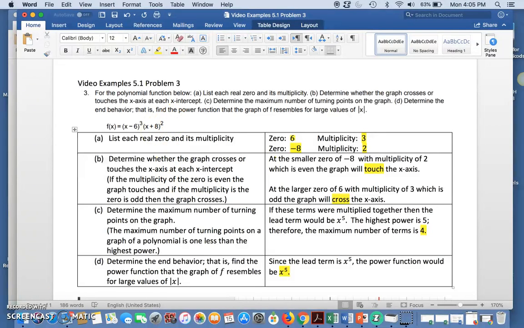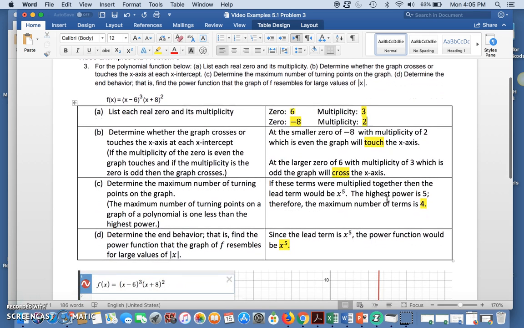Now it says determine whether it crosses or touches at each x-intercept. If the multiplicity of the zero is even, the graph will touch. If the multiplicity is odd, then the graph crosses. So the smaller zero is negative 8. It had a multiplicity of 2, an even number, so it touches. The larger zero is 6. It has a multiplicity of 3, which is odd, and the graph will cross the x-axis at 6.